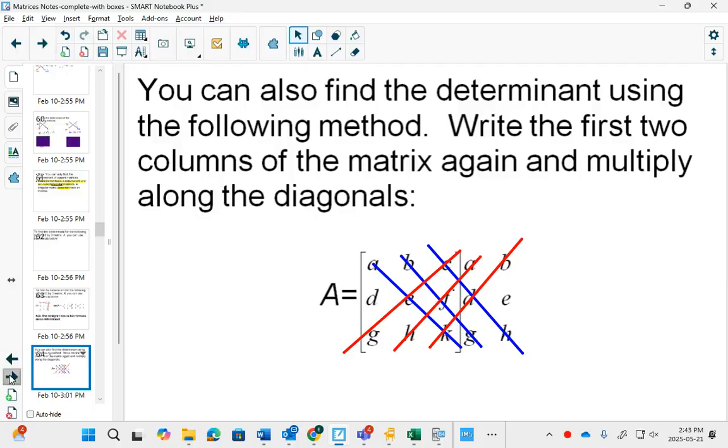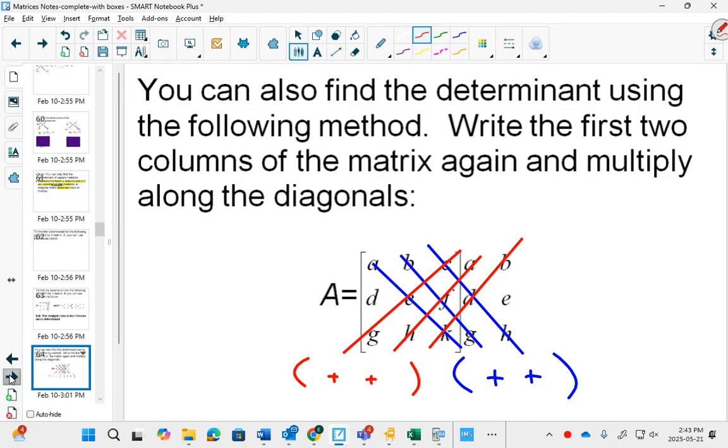So what you do is you take your matrix and rewrite column 1 and 2 again. That allows me to draw 3 diagonals in the positive direction. And if I take all 3 of those and add them together, I'd get 1 number. And it would allow me to draw 3 diagonals in the negative direction. And if I would take all 3 of those and add them together, then it's the same thing. Whatever number you get in the blue, subtract whatever number you get in the red, will be your determinant.